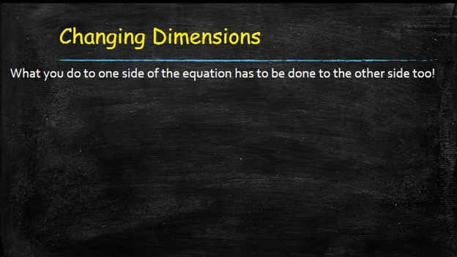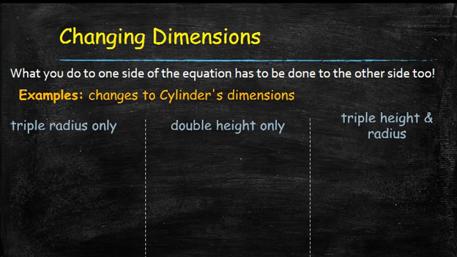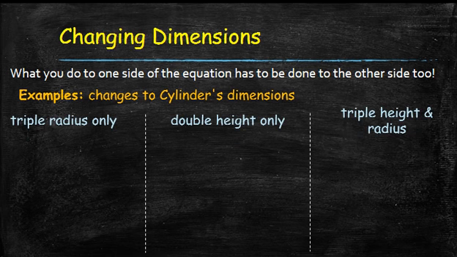So let's take a look too at changing dimensions. We're going to look at this with some examples. Whatever we do to one side of the equation has to be done to the other side. So we're going to do some changes to a cylinder's dimensions. Now, the same strategy works with any formula. Right now, we're just going to look at cylinder volume, but you can do this with any formula.